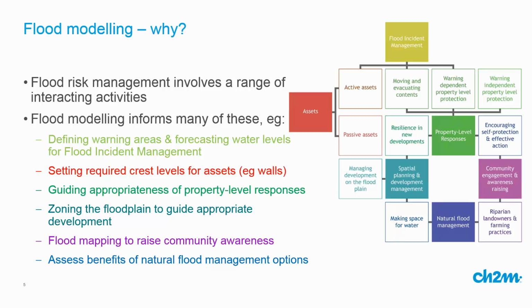Then we've got spatial planning and development management. So this is the process of trying to guide development to areas that have got low flood risk. Community engagement and awareness raising, so that's helping communities understand what their risk is, so they're more likely to take effective measures. And then down at the bottom there, we've got natural flood management. These are the things that you can do perhaps in the headwaters of a catchment to try to slow down the flow of water, which could then have a beneficial effect in terms of reducing flooding downstream.